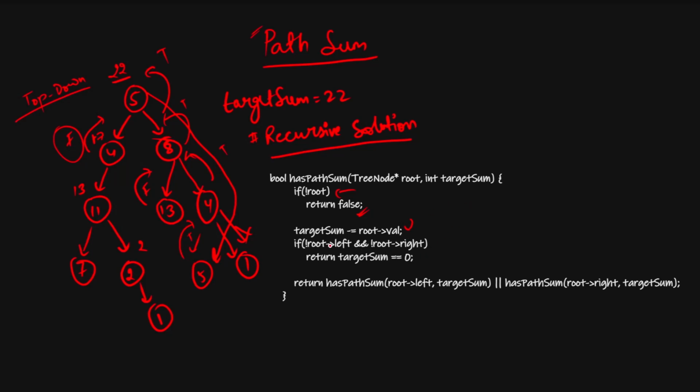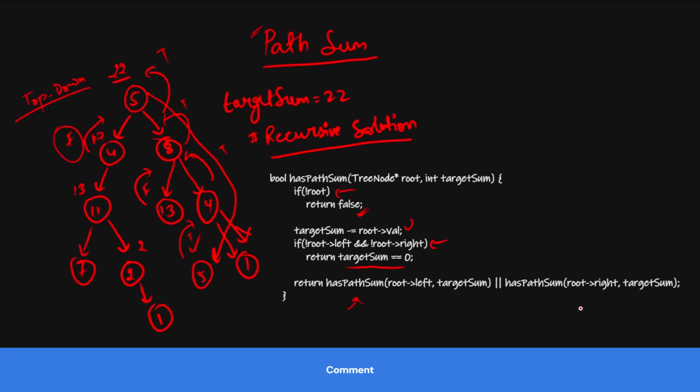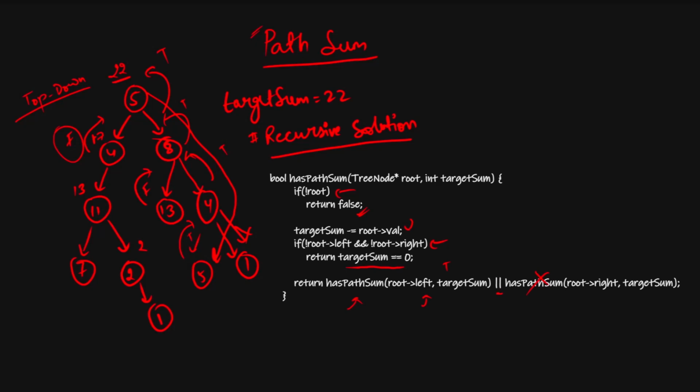Now if it is a leaf node, then I am checking whether the target sum equals 0. If it is not a leaf node, then I am not checking, and I will go to its left or right. If my left gives true, then it will not check right, because this is OR. If either of them is true, the result will be true. But if left is false, then it will check the right, and if that is true, it will return true.